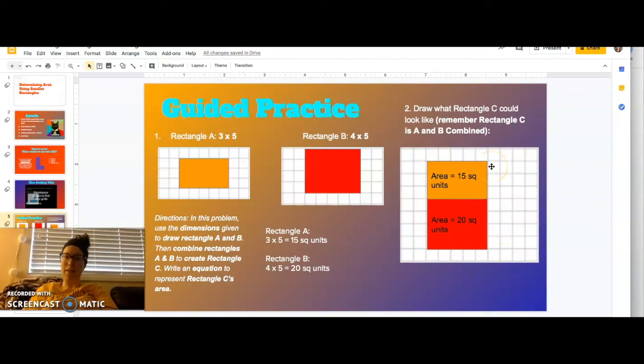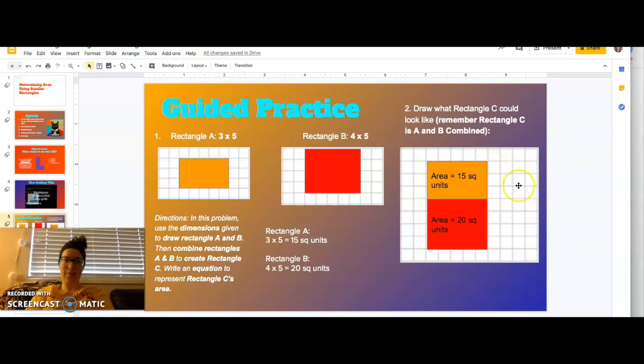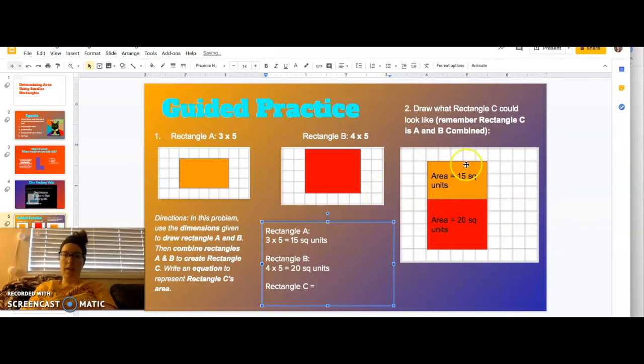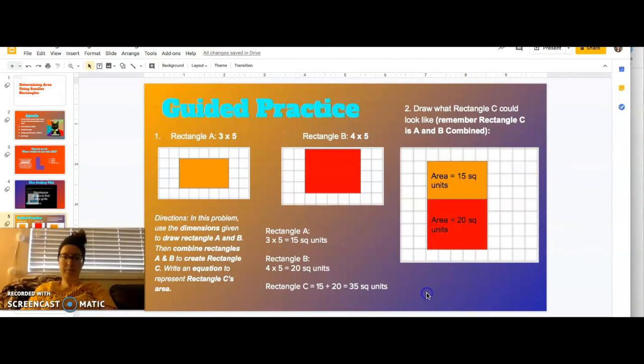Remember in the video how they had to add them together? That was the last step, right? So for rectangle C, which is this whole area, I'm going to put 15 together with 20. And when I put things together in math, I add. So 15 plus 20 is 35 square units.